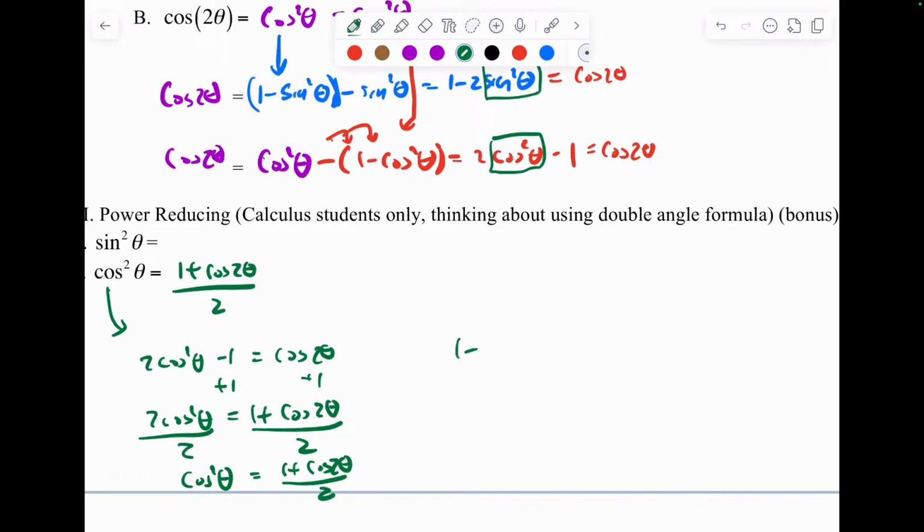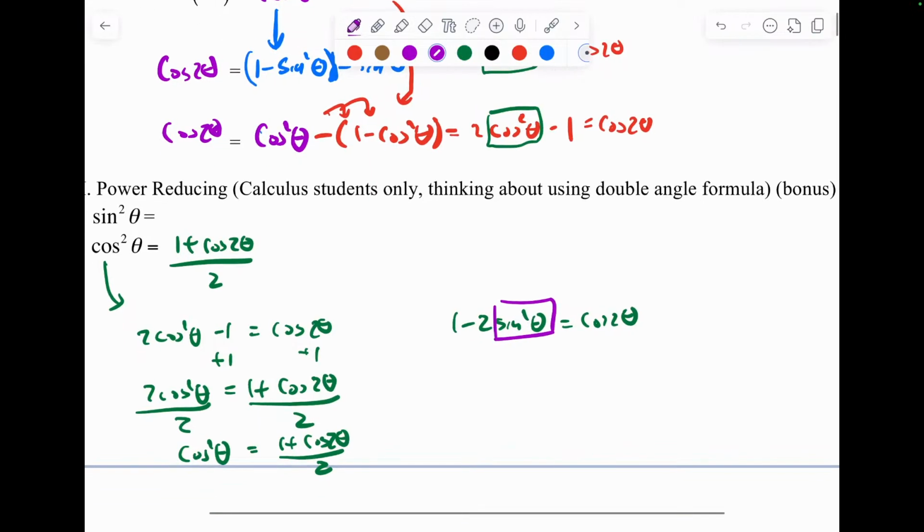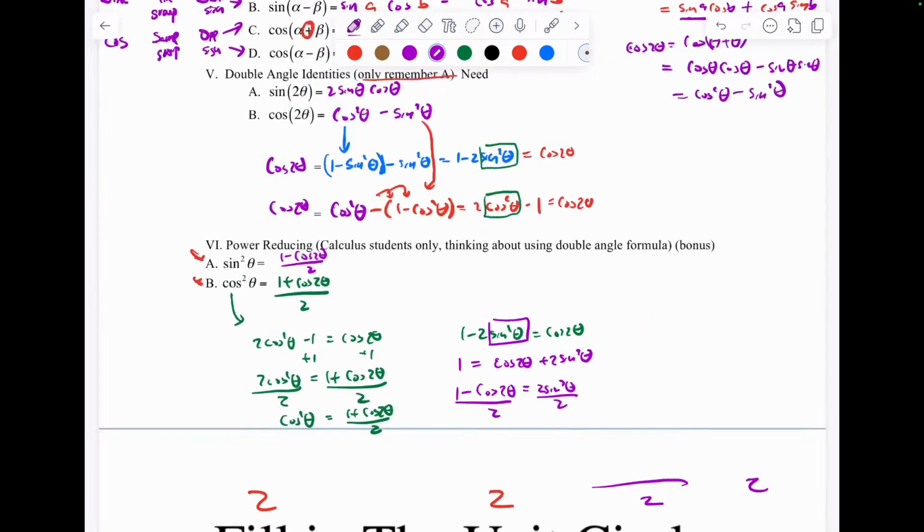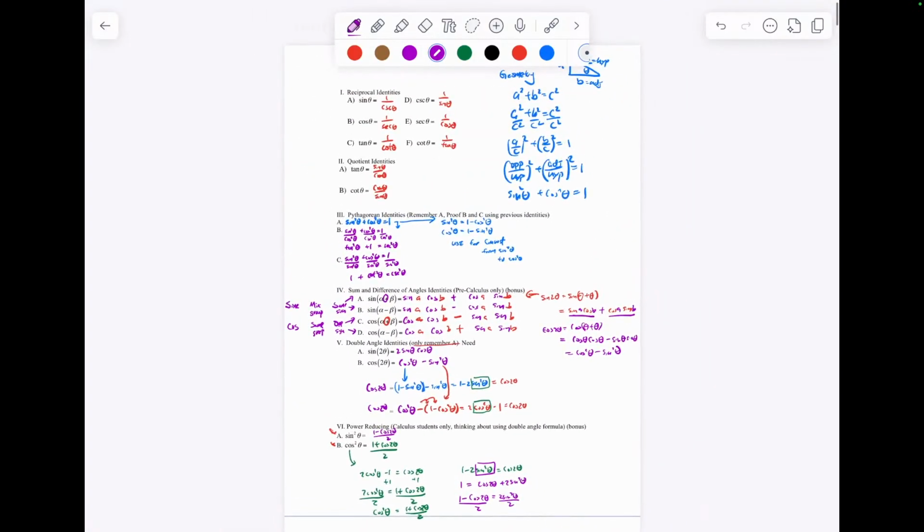And for the other one, 1 minus 2 sine squared theta is equal to cosine 2 theta. Remember, we're trying to isolate this. And this is a good SAT question, just isolate a variable. I'm going to move it to the other side first. 1 equal to cosine of 2 theta plus 2 sine squared theta. I'll move this over, so it'll be 1 minus cosine of 2 theta equal to 2 sine squared theta. And I'll divide by 2 on both sides. So it'll be 1 minus cosine of 2 theta over 2. And there you go. All the formulas you will use for calculus. Well, at least Calc 1 or Calc 2.